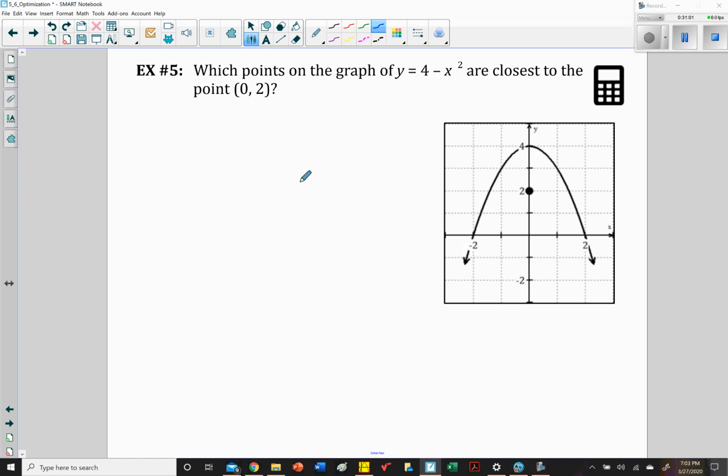Okay, in this case, a little algebraic type. Which points on the graph of the parabola 4 minus x squared are closest to the point 0, 2? So this is a minimum problem. We're looking for a minimum distance.